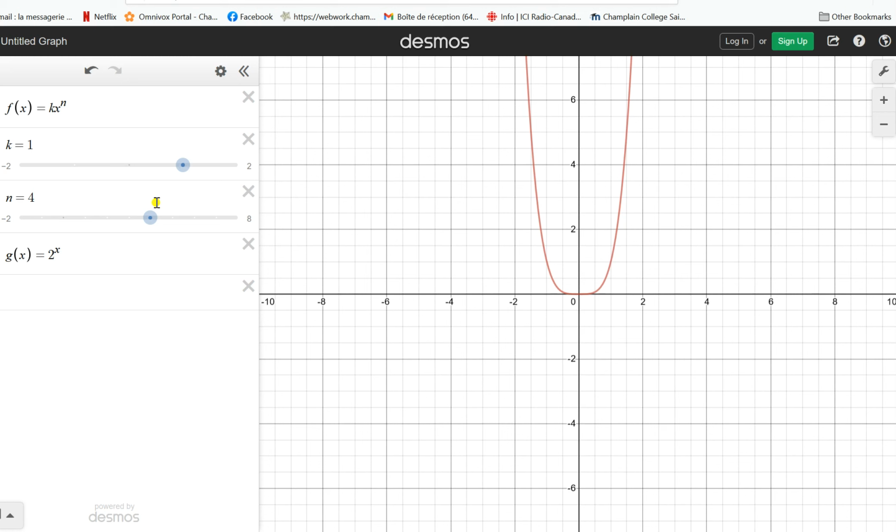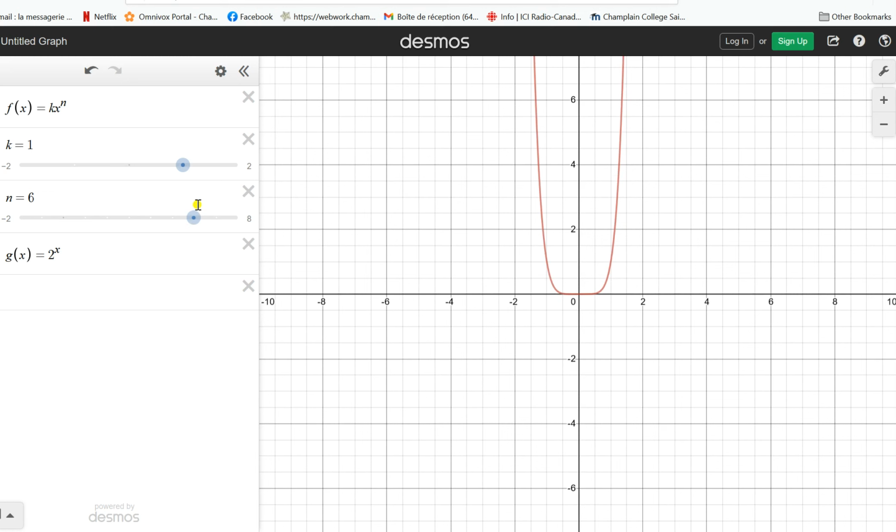One other feature is that as you increase the power and keep it even, so here we went from x squared to x to the 4, notice how much flatter it is at the origin. So this is a feature that's going to show up. If I move from 4 to 6, it's going to be even flatter. See, it's even flatter now at 0.